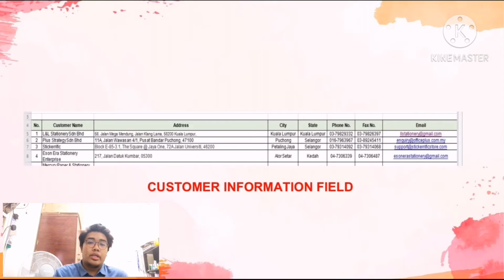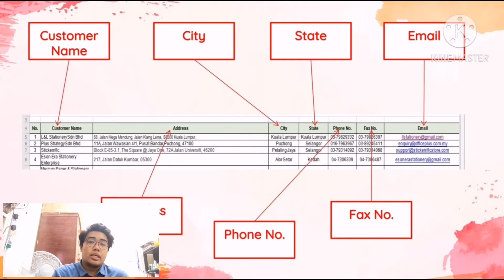Data model of customer information. The fields that we include in customer information are customer name, address, city, state, customer phone number and fax number, and also email of the customer. We have 10 regular customers that always purchase from us.